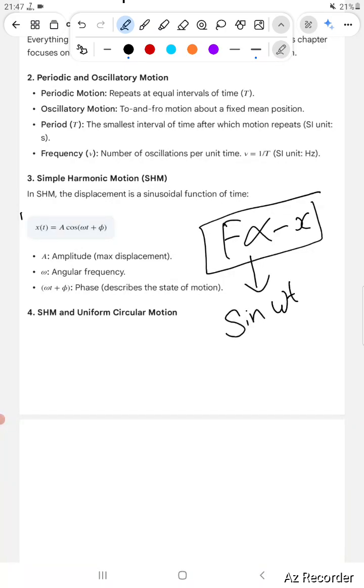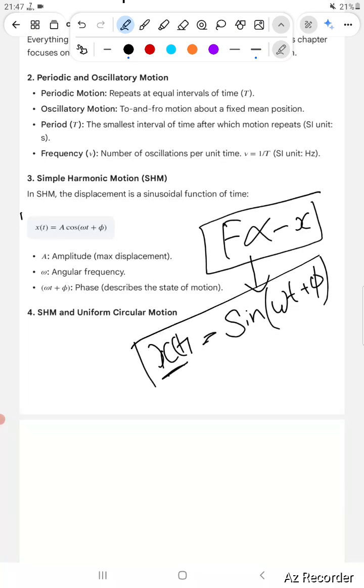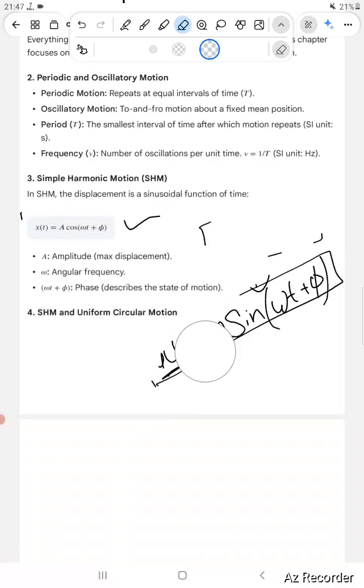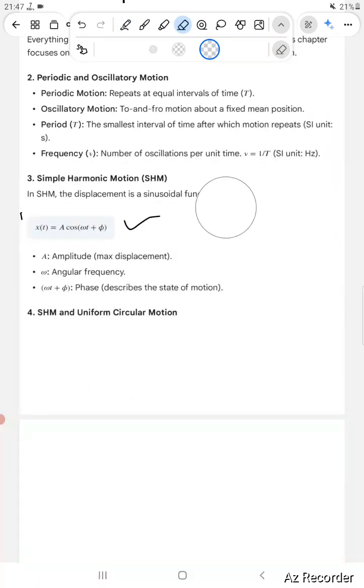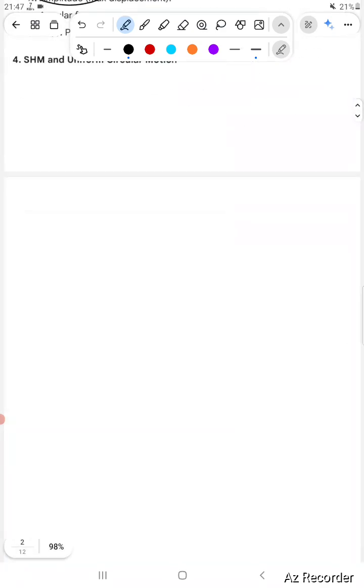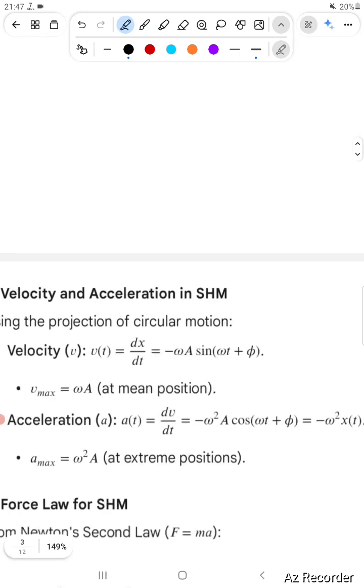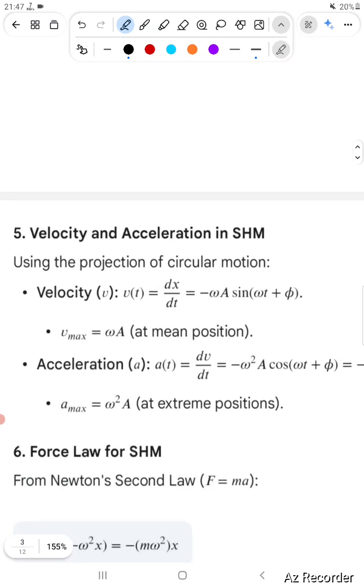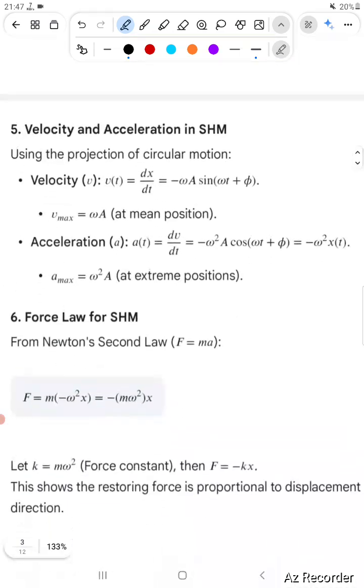So from there I can say that if the displacement x(t) of a body is represented in terms of a sine or cosine function, then it is in SHM. Okay, so the SHM displacement equation is given by this. Dear students, if I differentiate this equation, I will get velocity, and further differentiation will give the acceleration. So here you can see velocity and acceleration in SHM.